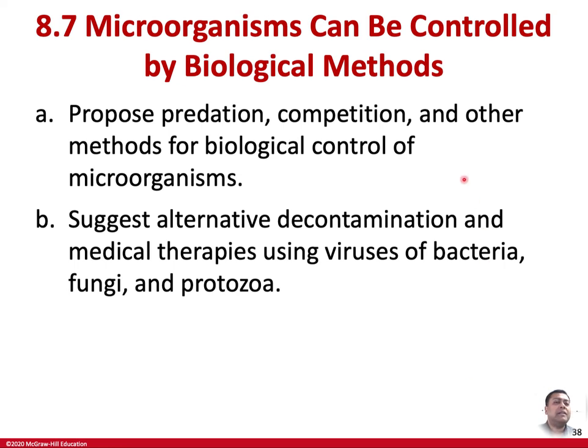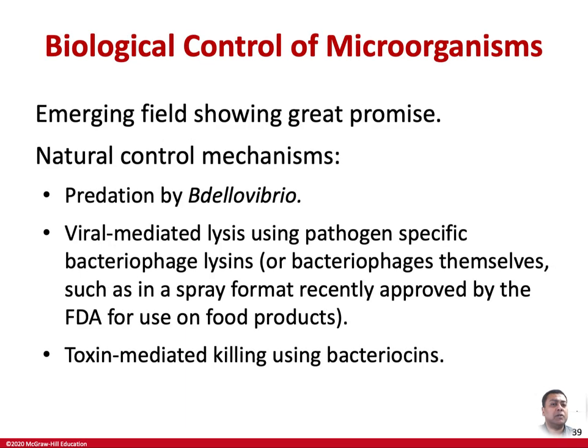So the last part that we are talking about is the biological method. And again, this is not a very mainstream method yet, but we're going to discuss some of what is possible in the future. So again, as I said, this is an emerging field showing great promise. And one of the ways that it can be controlled is by predation by Bdellovibrio. So Bdellovibrio is a predator for Salmonella, for Shigella, for E. coli, all these gram-negative bacteria. And that can be used.